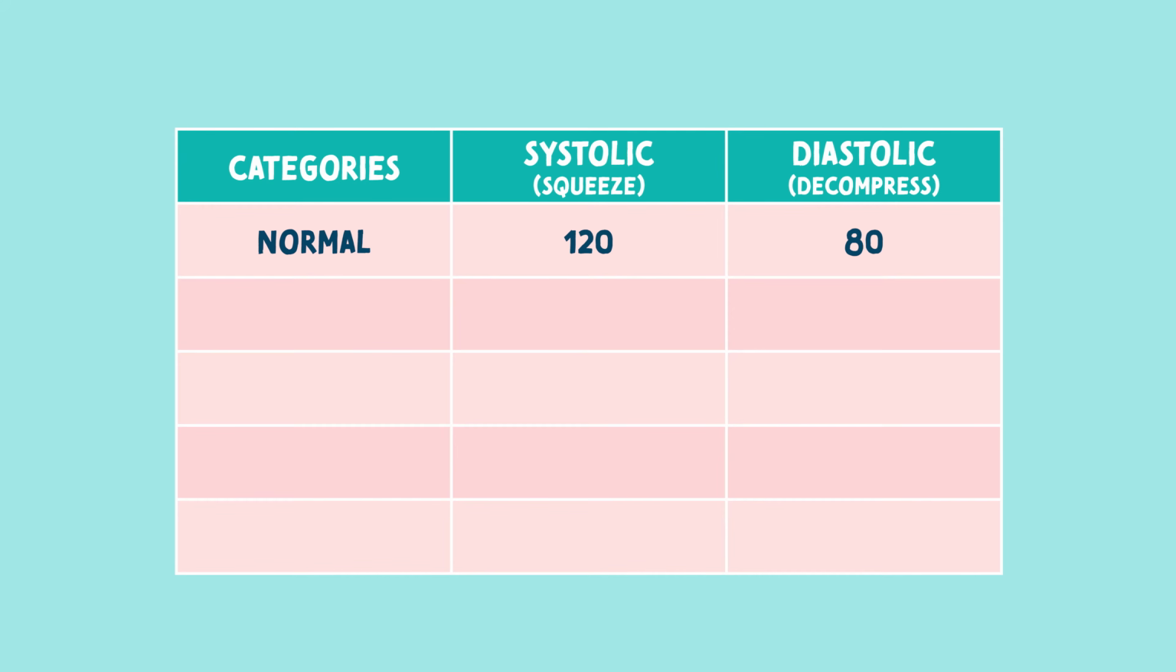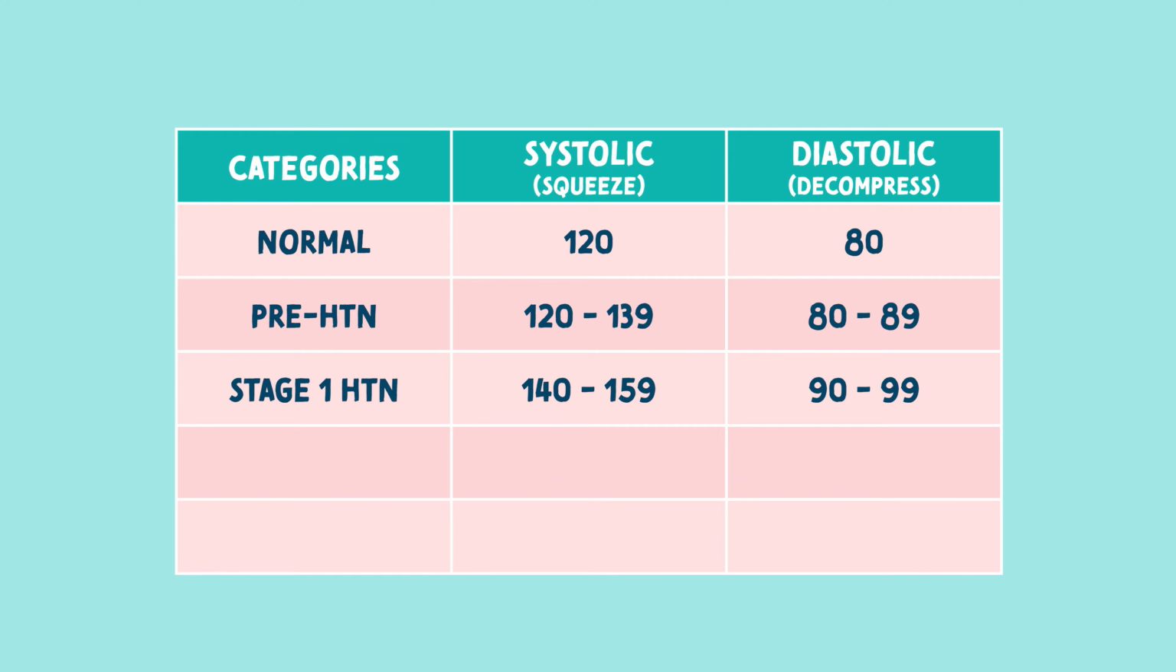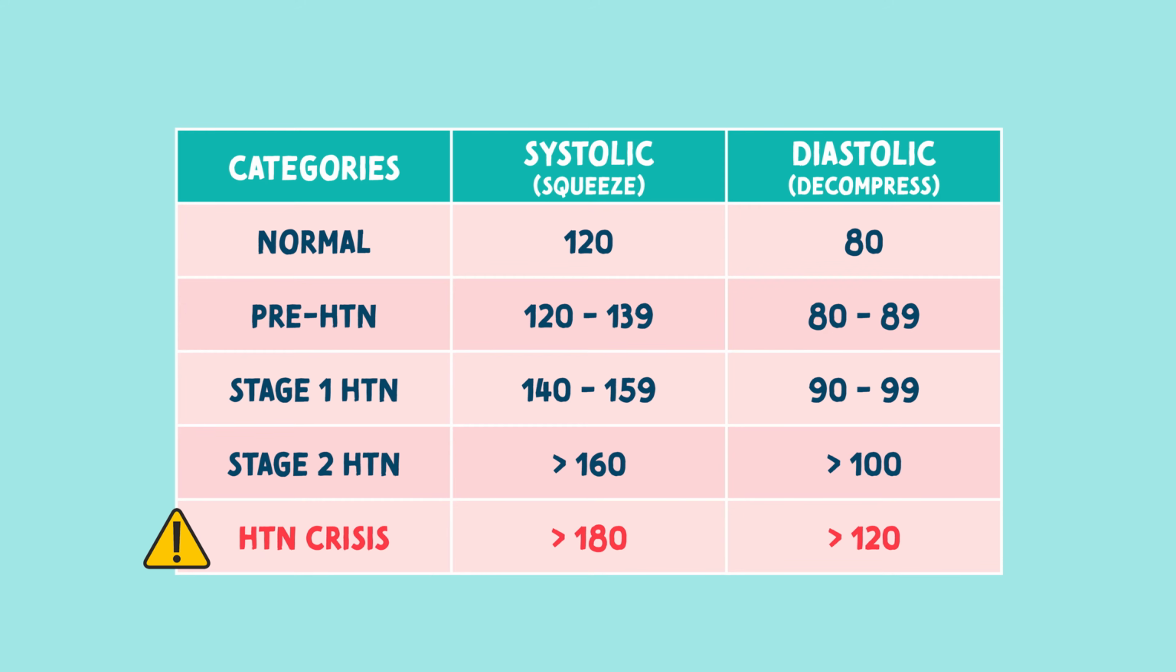Normal is 120 over 80. Pre-hypertension is 120 to 129 over 80 to 89. Stage 1 hypertension is 140 to 159 over 90 to 99. Stage 2 hypertension is anything greater than 160 or anything greater than 100. And a hypertensive crisis, which is a medical emergency, is defined as anything over 180 or anything over 120.